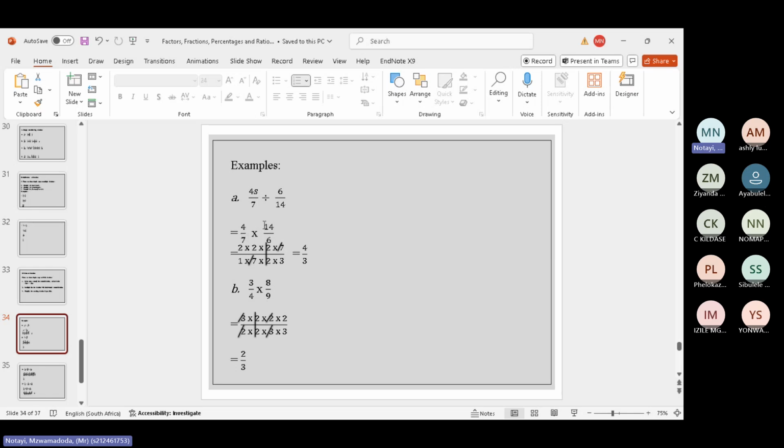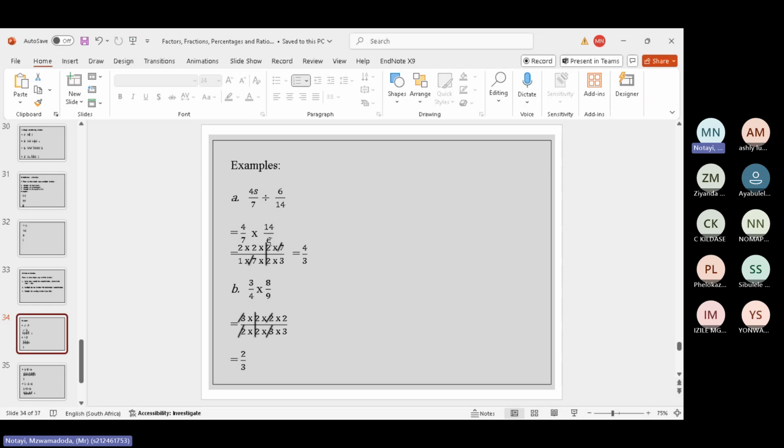You can just multiply straight, or you can write everything into its prime factors to simplify. 2 times 2 times 2 times 2. So that is 14 in its prime factors, that is 2 times 7. And then 4 is 2 times 2. Divided by 7, in its prime factors, 1 times 7.